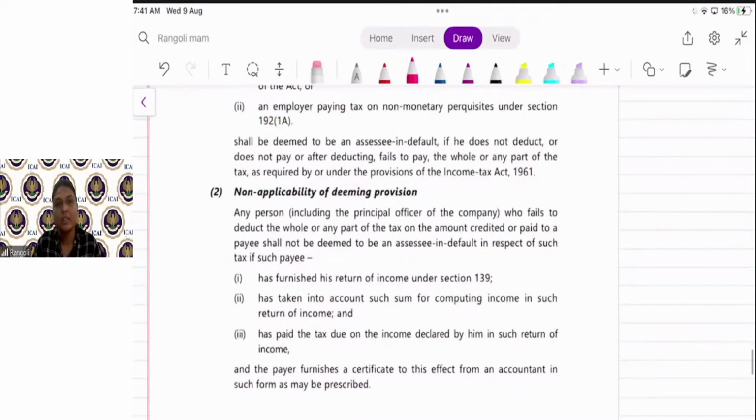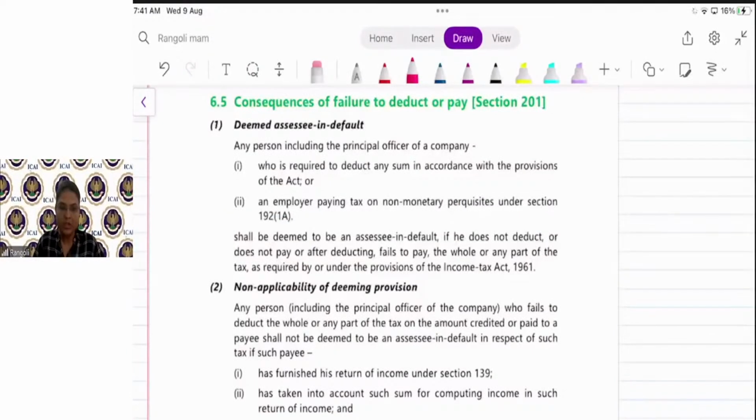Consequences of failure to deduct or pay. Now, as a payer, it is your responsibility to deduct TDS, right? But if you fail to deduct TDS as per the TDS provision, then the payer is considered as assessee in default and actions are taken against the payer for non-deduction of TDS.